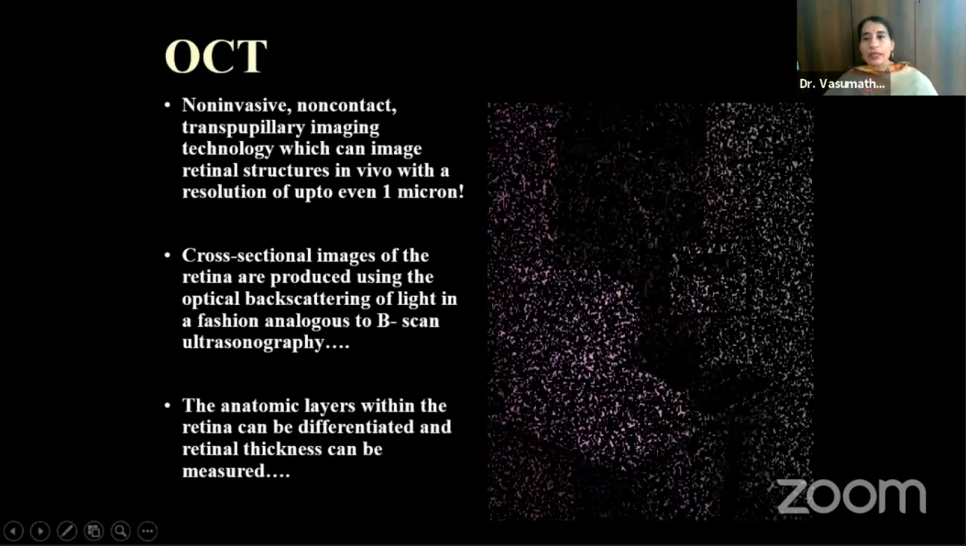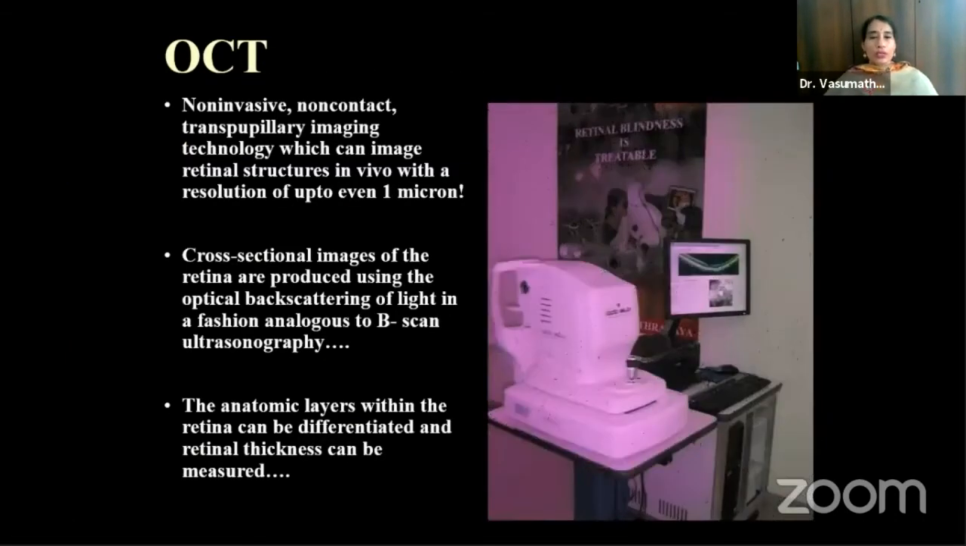And based on all this, we have moved on to OCT, optical coherence tomography, which has become one of the most valuable additions in the armamentarium of a medical retina specialist. It's a non-invasive, non-contact transpupillary imaging, akin to B-scan ultrasonography, in which cross-sectional images of the retina are produced using the optical backscattering of light, and all the layers of the retina, and nowadays even the choroid, can be beautifully delineated within a matter of seconds.